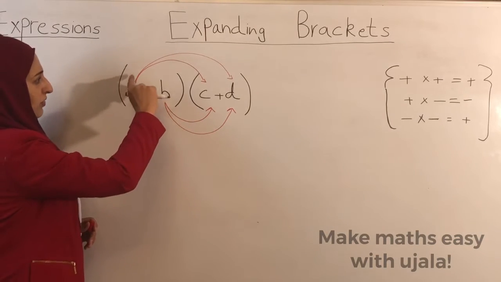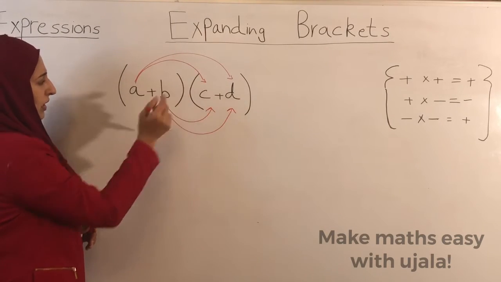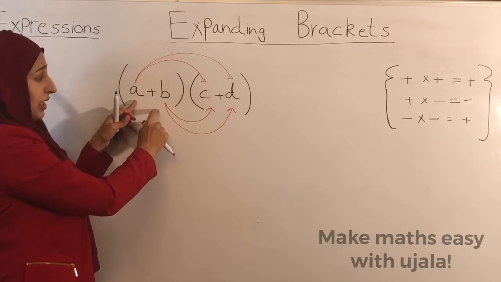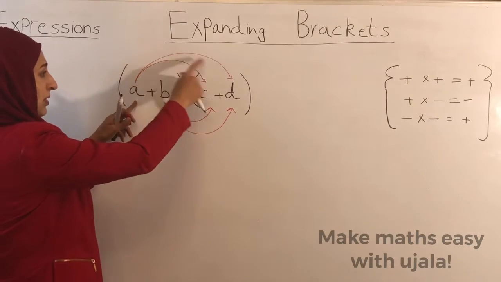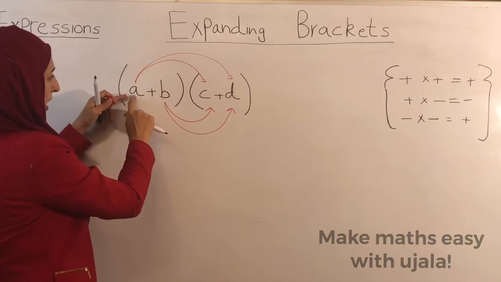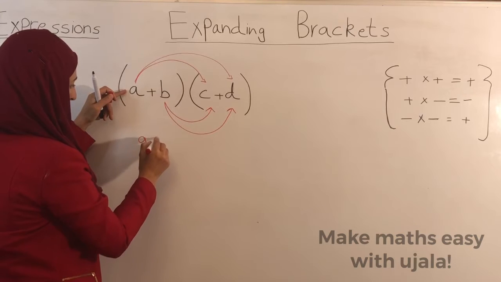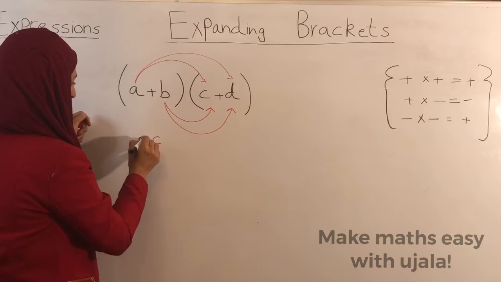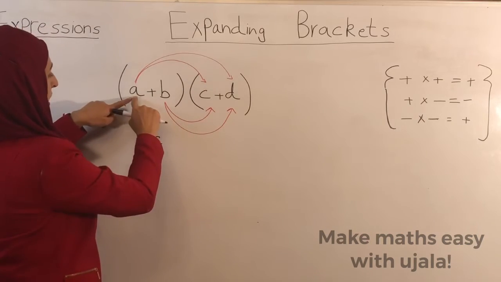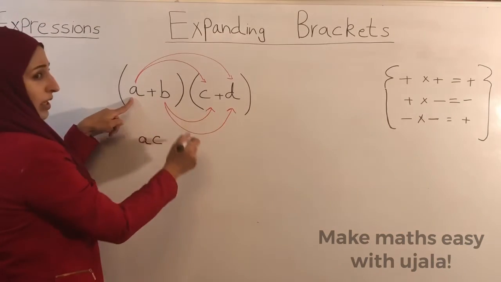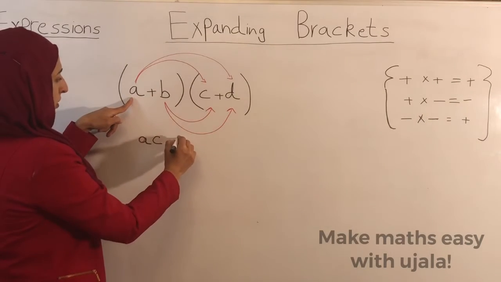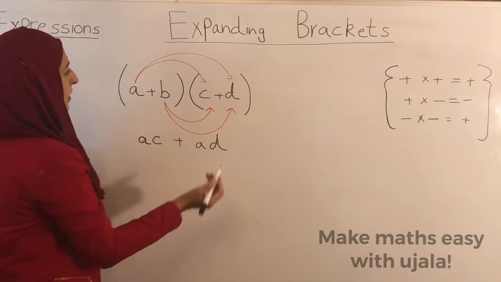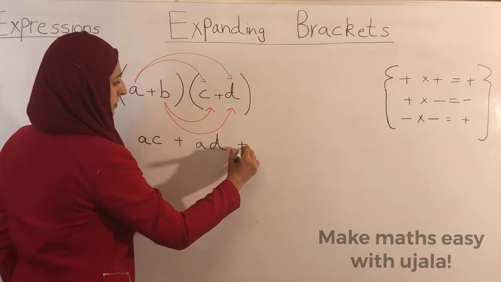So I have drawn some arrows just to make it more clear. A is going to be multiplied with C. Everything in this bracket is going to be multiplied with the other things in the other bracket. I'm going to use the black marker, that will be more prominent in the video. A times C. Now A is multiplying with D. Plus, now this is finished.